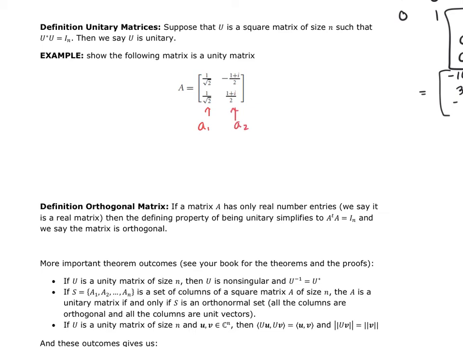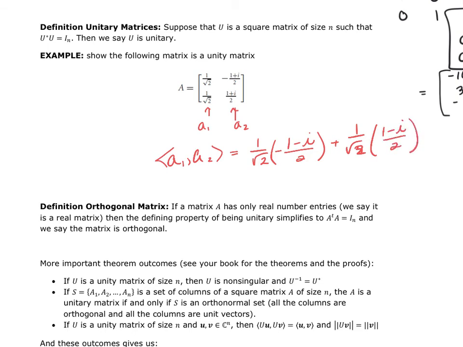Now I'm going to start out with the dot product of these two, A sub 1 and then A sub 2, which, of course, we know is the inner product. This is going to be equal to 1 over the square root of 2 multiplied by negative 1 minus i, so don't forget the complex conjugate, over 2, plus 1 over the square root of 2 multiplied by 1 minus i, the complex conjugate. And we know when we multiply this together, we end up with 0.